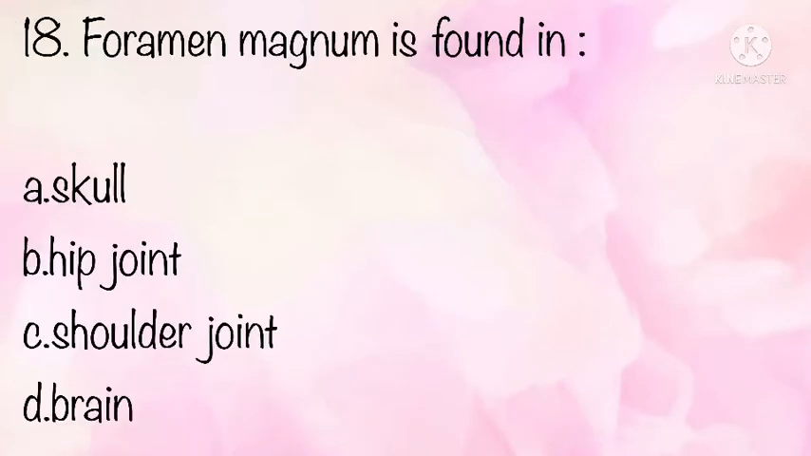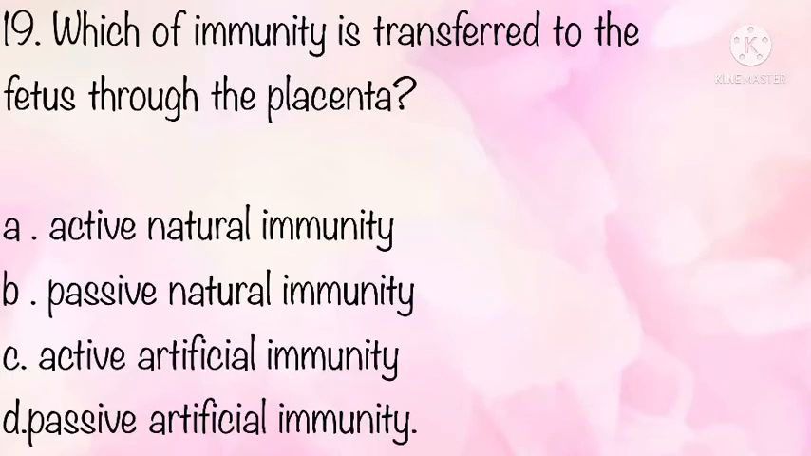Foramen magnum is found in skull, hip joint, shoulder joint, brain. Correct answer is A, skull. Which immunity is transferred to the fetus through the placenta? Active natural immunity, passive natural immunity, active artificial immunity, passive artificial immunity. The correct answer is B.